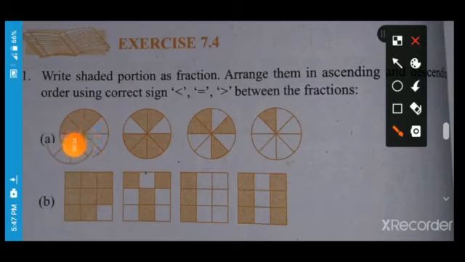In the first figure of A, there are 8 parts in this circle and out of 8 parts, 1, 2 and 3 are shaded. So 3 is the numerator and 8 is the denominator. So the fraction is 3 upon 8. How do we write it? We write like this: 3 upon 8. Now for the second figure, again there are 1, 2, 3, 4, 5, 6, 7 and 8 parts in this circle. Out of 8, only 2 are unshaded. It means 6 parts are shaded. So it is 6 upon 8.